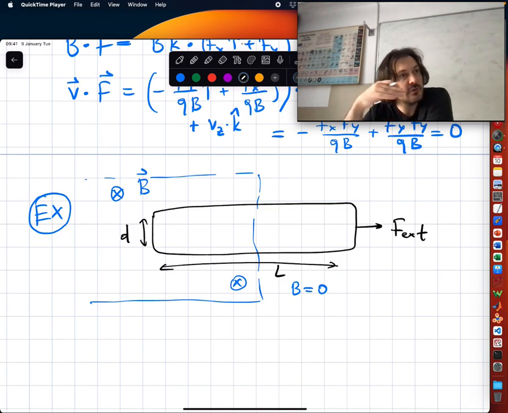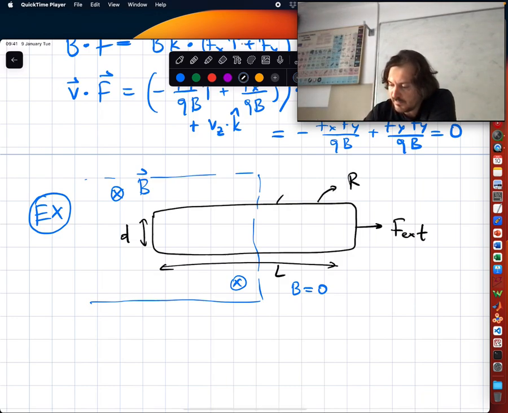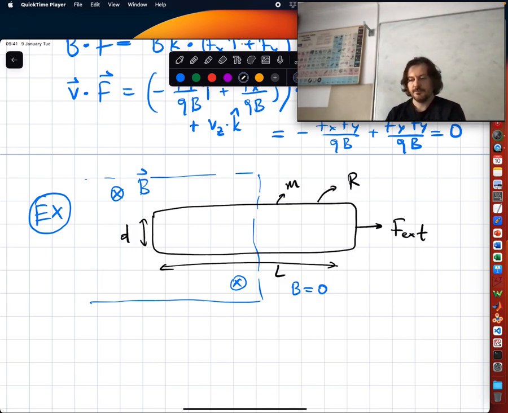Do you understand the question? The resistance of this is R and the mass is M. Yes? Okay.